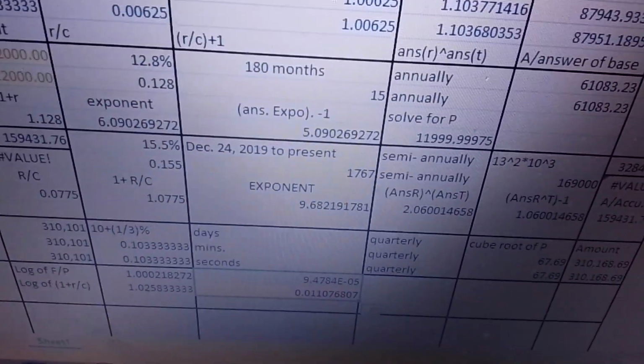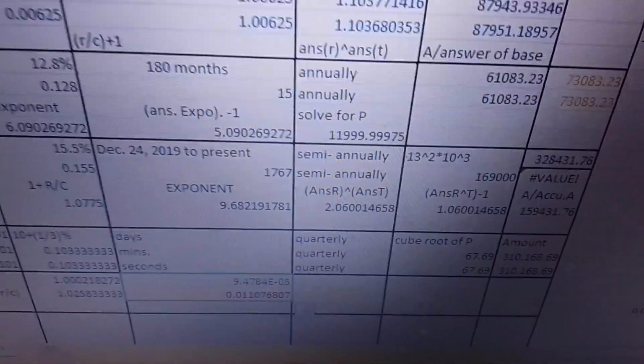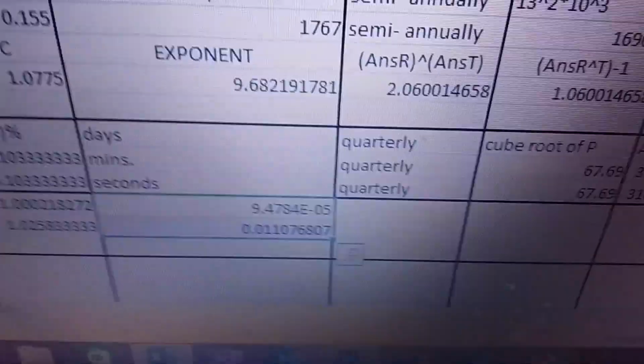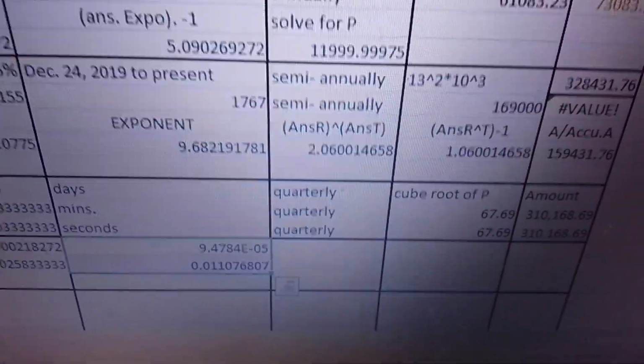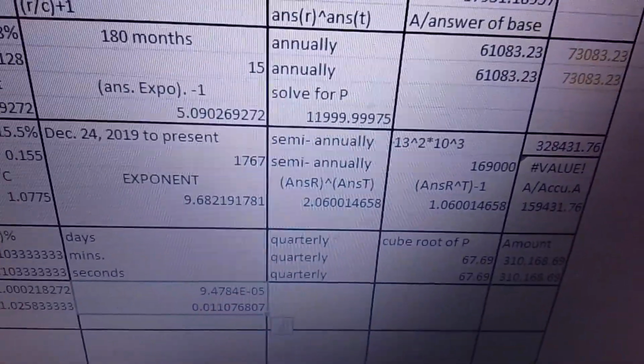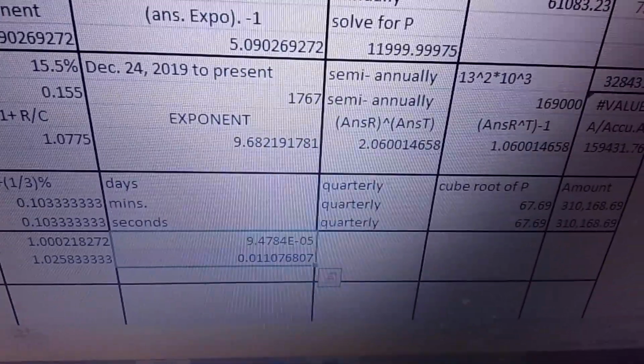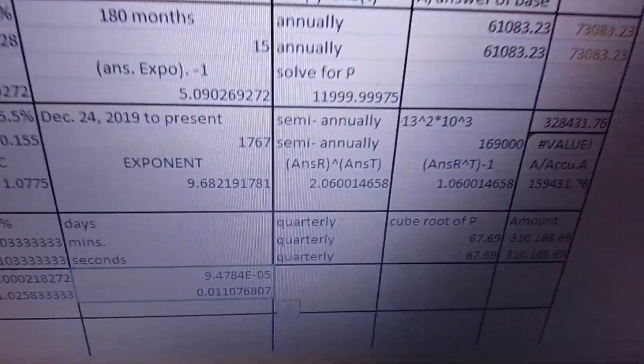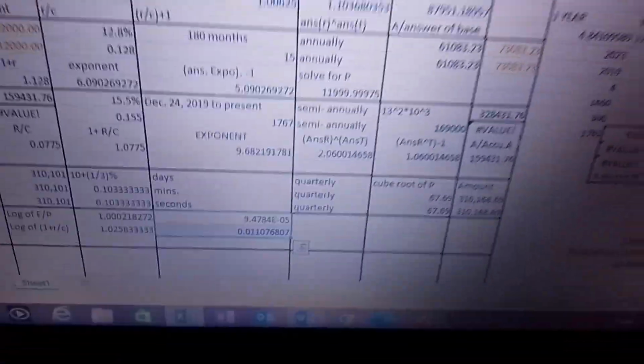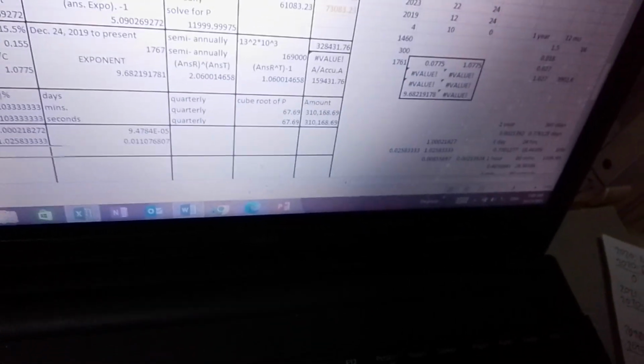Di ba? Log base 10 of the future value is 9.4878 times 10 raised to whatever. Pero that's already in scientific notation, so don't mind it. And then the second one, log of 1 plus r divided by c, you get this answer. Now, the next step that we're gonna have to do is to divide the logs. So, ito yung ginawa ko dito.